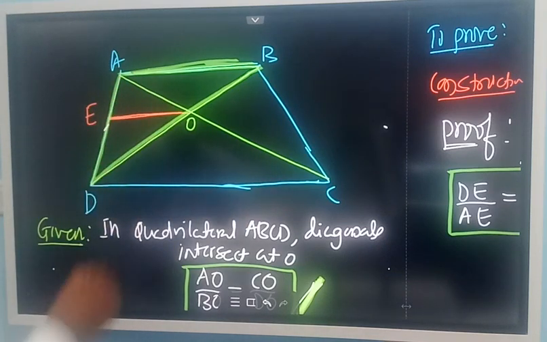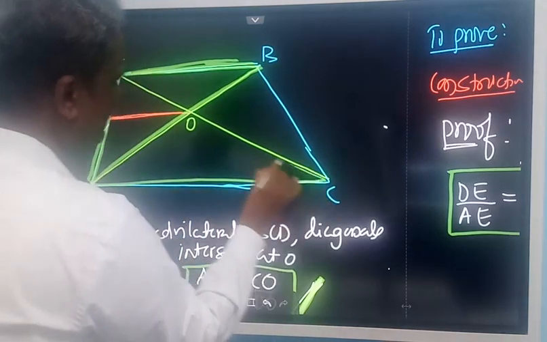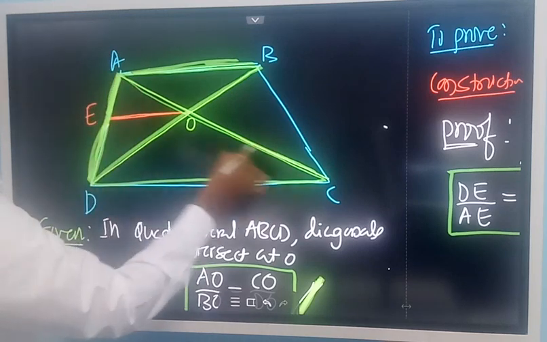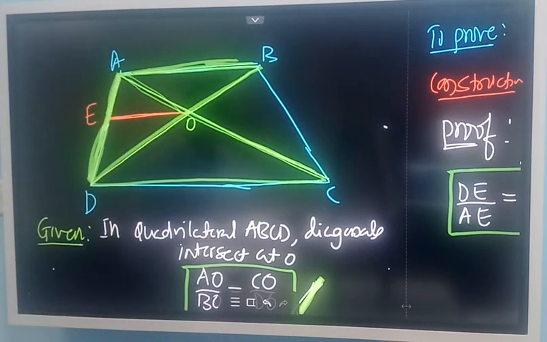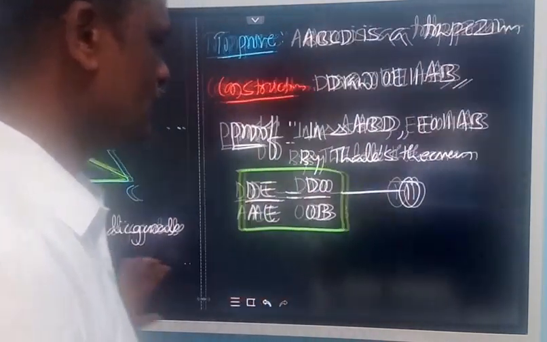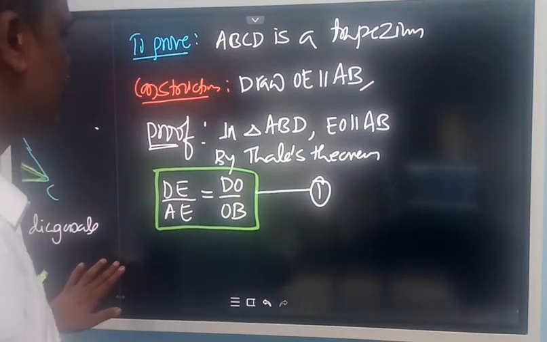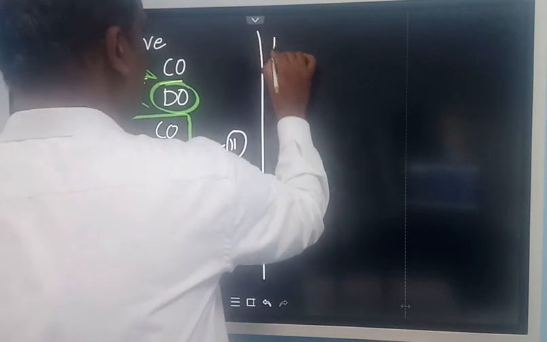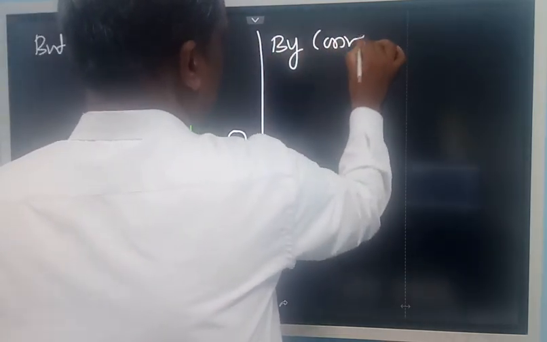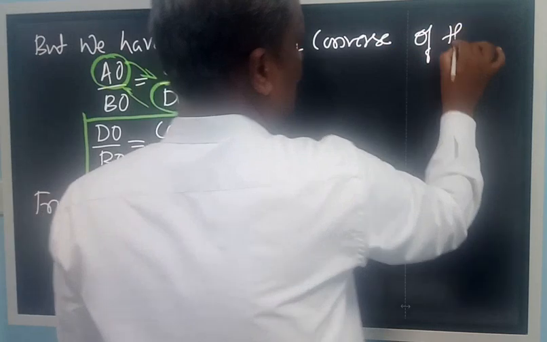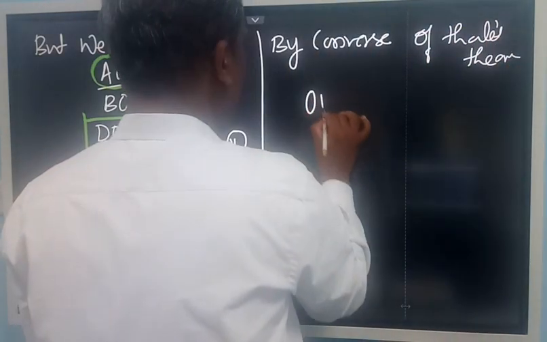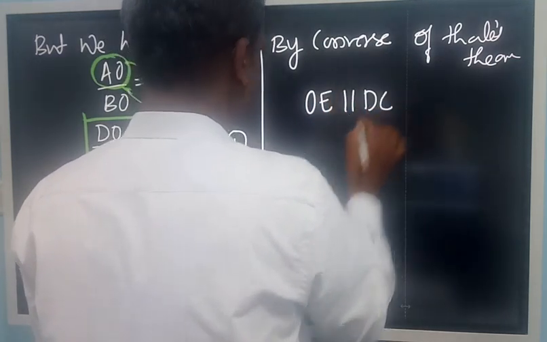What can you conclude from this? Look at this triangle. DE by AE is equal to CO by AO. The lines are divided in the same ratio. What can you write? OE is parallel to DC, by the converse of Thales theorem. By the converse of Thales theorem, I can write OE parallel to DC also.